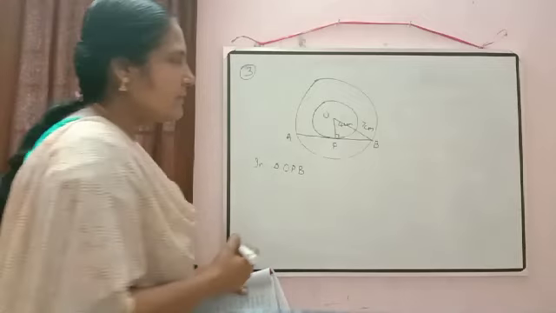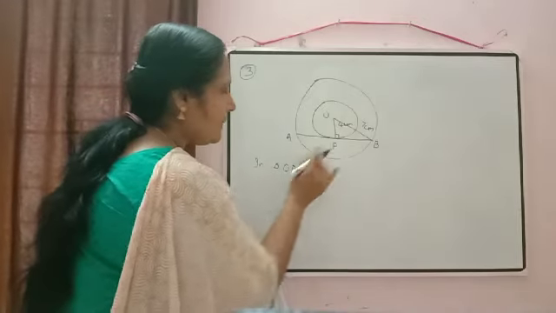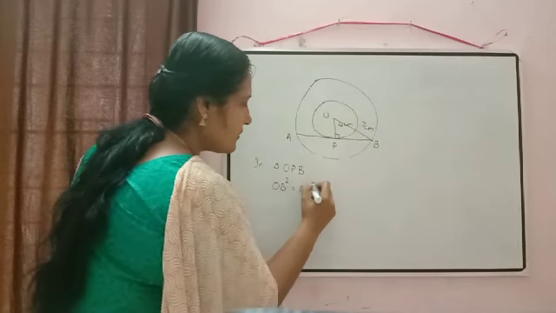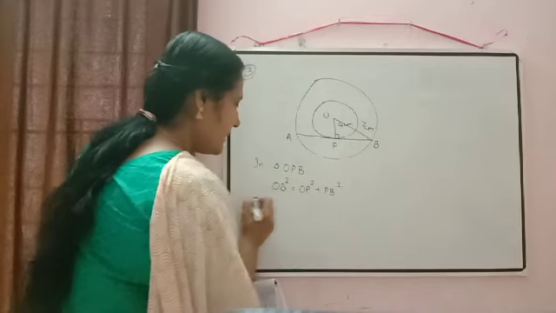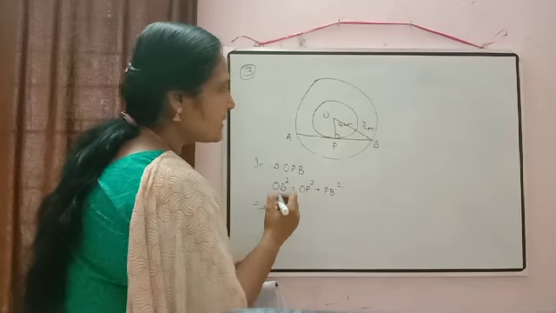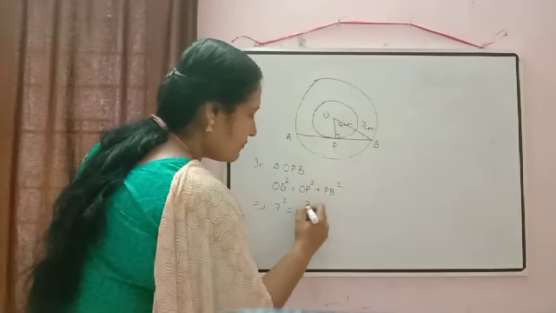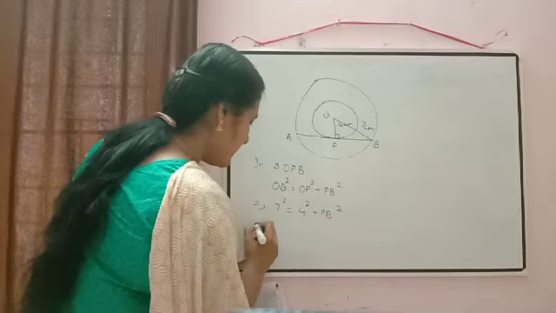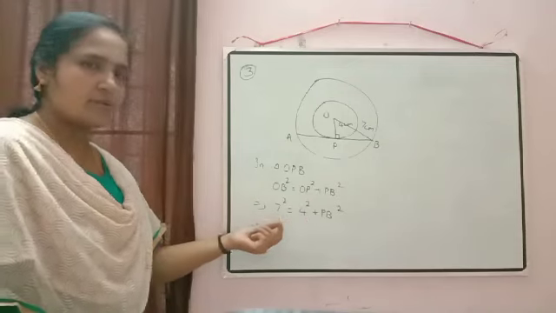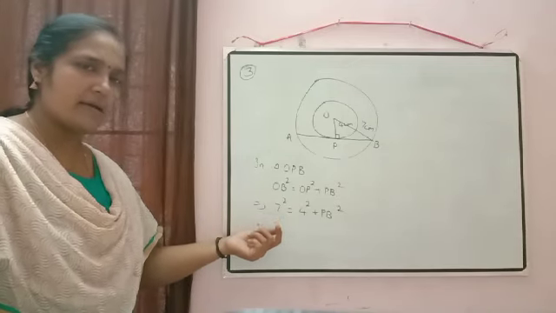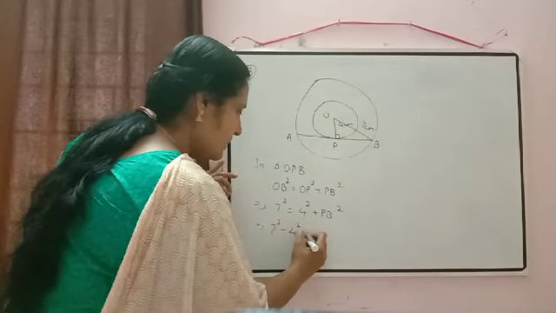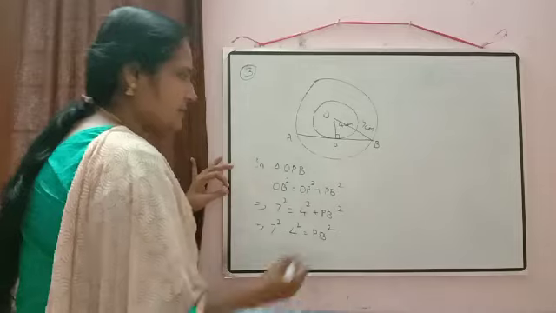In triangle OPB we are going to use which theorem? Pythagoras theorem. So what will come according to Pythagoras theorem? Hypotenuse is OB here. So we'll get OB square is equal to OP square plus PB square. OB is 7, so 7 square is equal to OP is 4, 4 square plus PB square. Either you can calculate 7 square and 4 square and subtract, otherwise you can use the identity. It can be written in this way, 7 square minus 4 square is equal to PB square.